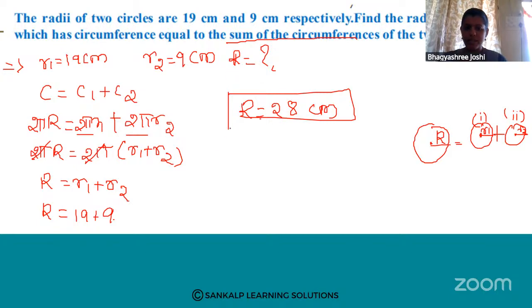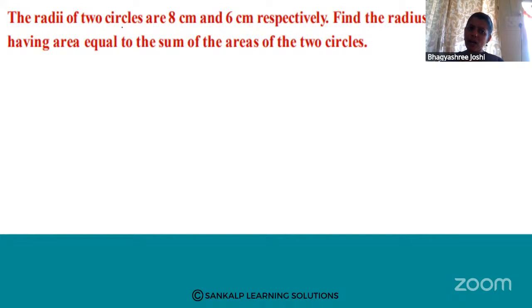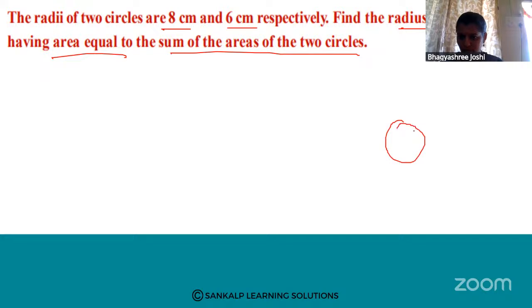Okay. Next problem. The radii of two circles are 8 centimeter and 6 centimeter respectively. Find the radius of the circle having area equal to the sum of the areas of the two circles. Here also area they have given. Yes or no? So this circle is equal to the area of two circles. This is A1, this is A2, and this is A.